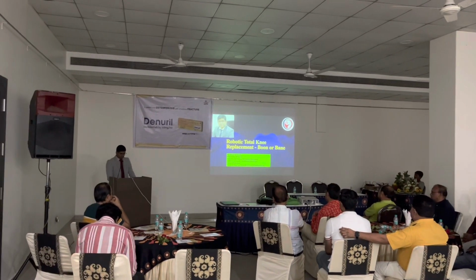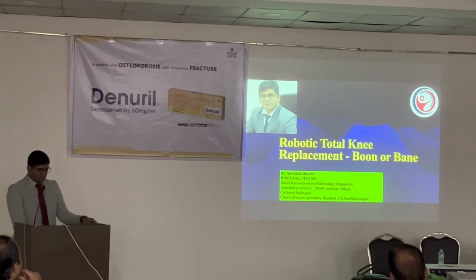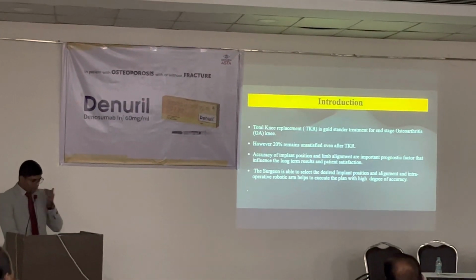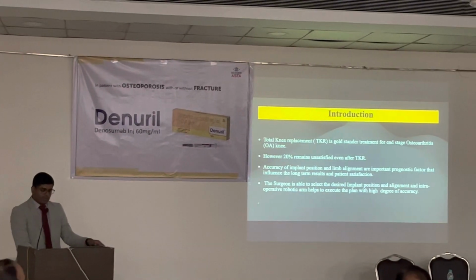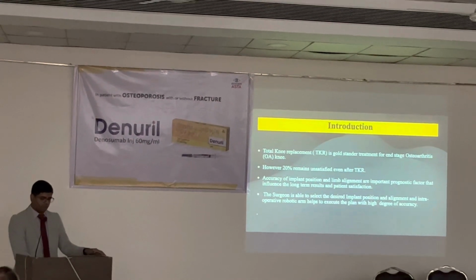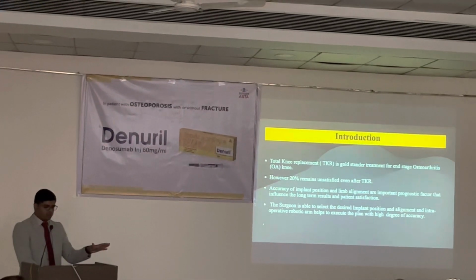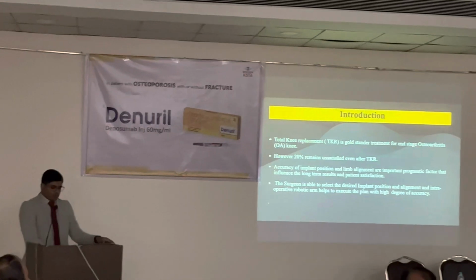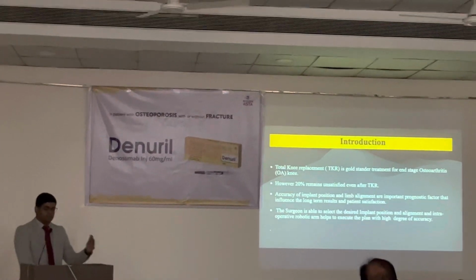So without wasting much time, robotic knee replacement has been a hot topic which is being talked about recently. We all know that total knee replacement is the gold standard in osteoarthritis, but still there are 20% unhappy or unsatisfied patients after total knee replacement. And why is that so? One of the reasons is the implant position and the limb alignment. With the robotic arm, the surgeon is able to select the desired implant and alignment intraoperatively, and execute the plan with a high degree of accuracy.